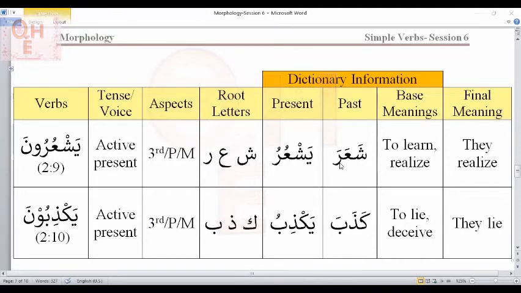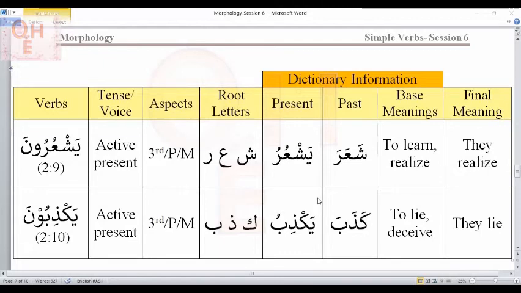Okay, and you will see a U, letter U, next to the transliteration that tells you the second root letter ain should have a dhamma. That's how you get the third person singular male active present tense pattern yash'uru. So shin, ain, ra, these root letters give the pattern sha'ara, yash'uru. And the base meaning is to learn or to realize. So what will be the final meaning? This is an active present tense and the doer is third person plural male. So the final meaning will be they realize.